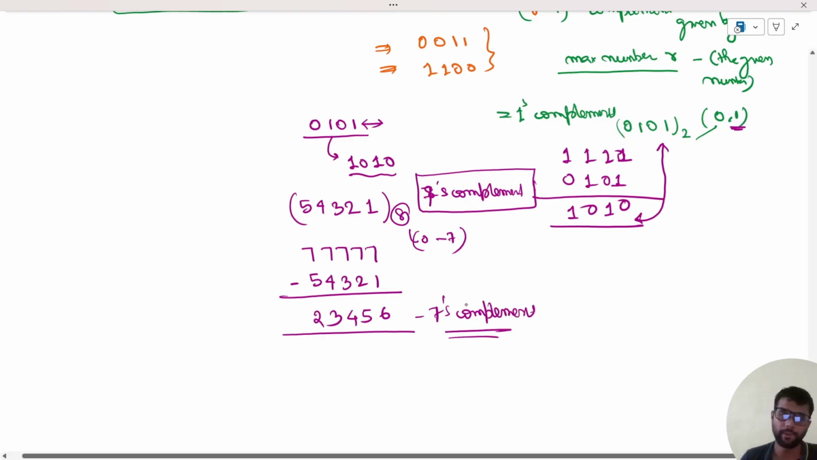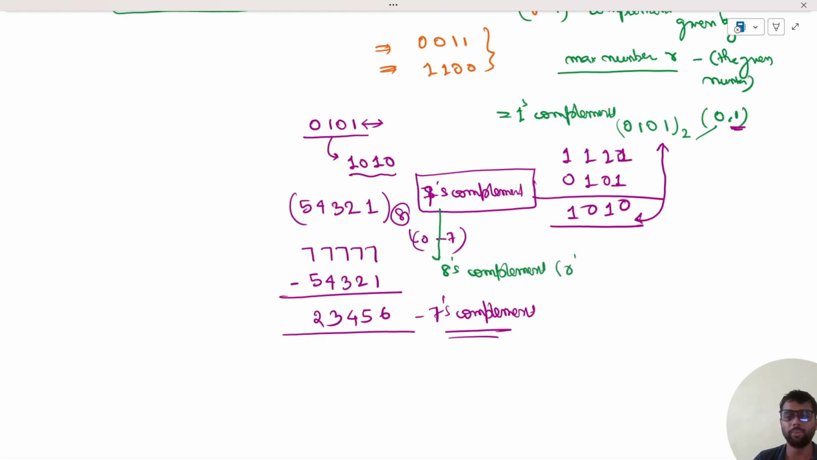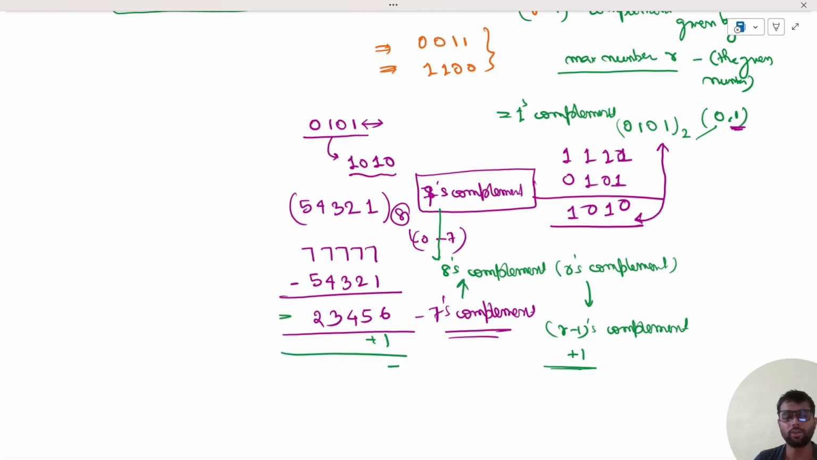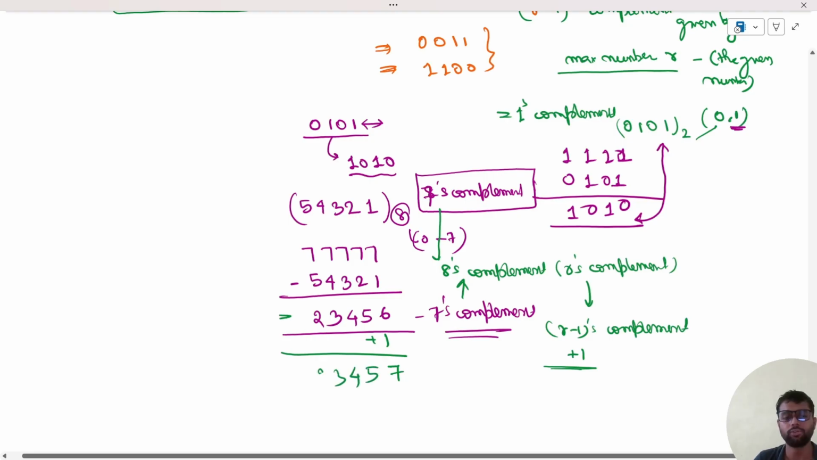Okay, now that is okay. So what if we want to find the 8s complement, which is the base complement, the R's complement, not the R minus 1's complement, but the R's complement. To find the R's complement, we first find the R minus 1's complement and we add 1 to it. So you have to find the 7s complement to find the 8s complement, and add 1 to it. When you add 1 to it, it becomes the 8s complement.